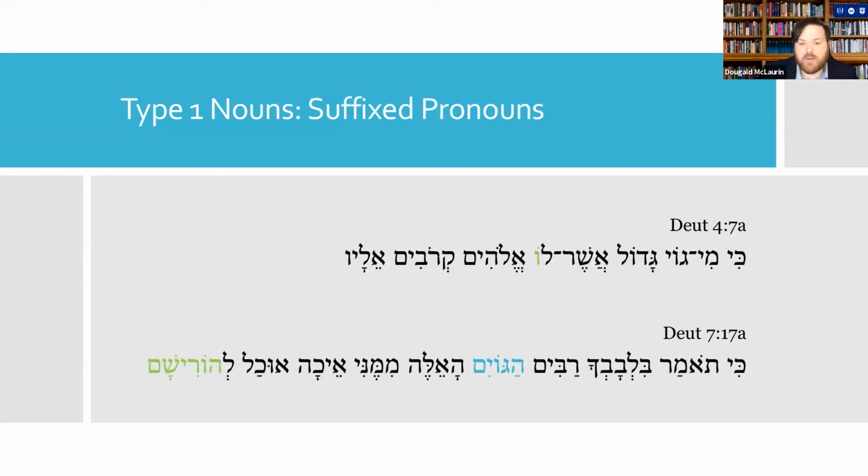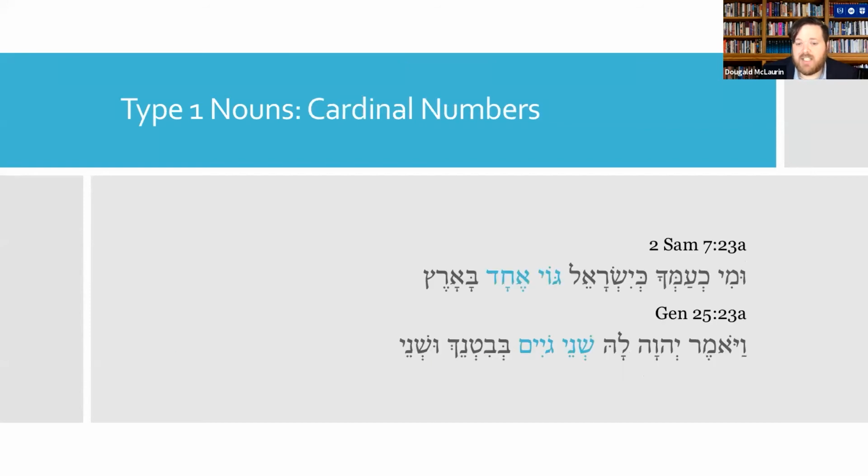If we look at suffix pronouns, it's not highlighted, but ki migoy gadol asher lo has the third singular suffix pronoun referring back to goy. And then in Deuteronomy 7:17, we see hagoyim ha'ele. At the end of the line here, we see the third masculine plural suffix ending referring back to goy. Also with cardinal numbers, we see a difference in the number of the collective noun itself.